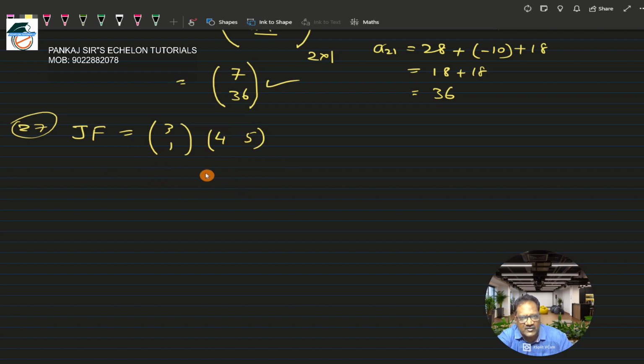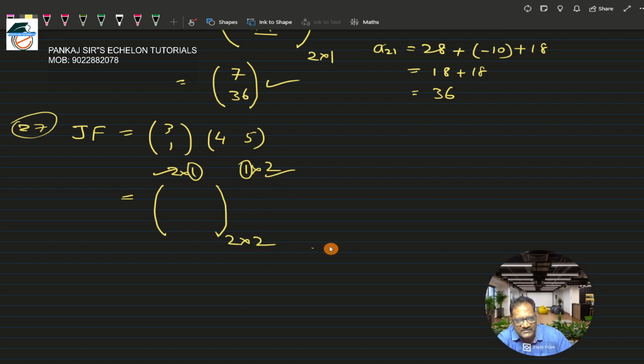First let us check the compatibility. This is a 2 by 1 matrix and this is a 1 by 2 matrix. Because the inner values, that is the number of columns of the first matrix and the number of rows of the second matrix, both happen to be the same, that is 1 and 1, the product is possible. The two matrices are compatible for multiplication. And the order of the product will be 2 rows and 2 columns.